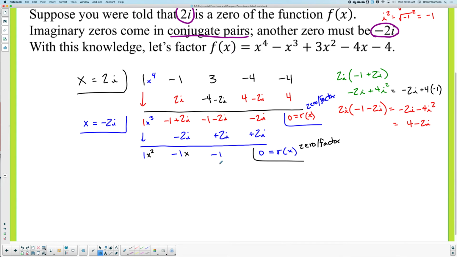So to finish this off, here's where we are at this stage. If we were factoring this, we could say that f of x is equal to x equals 2i is the factor x minus 2i. X equals negative 2i is the factor x plus 2i, and then this, x squared minus x minus 1. That's where we are at this stage. Now, is that completely factored? No, because of this x squared.